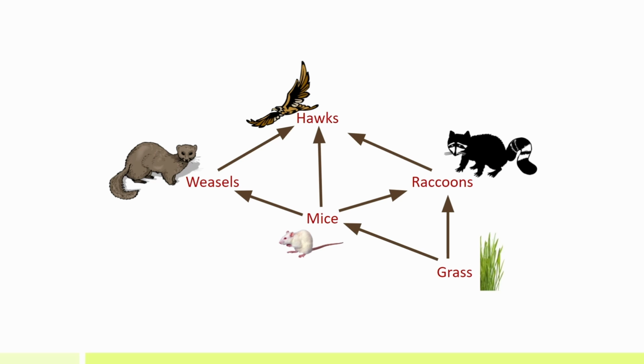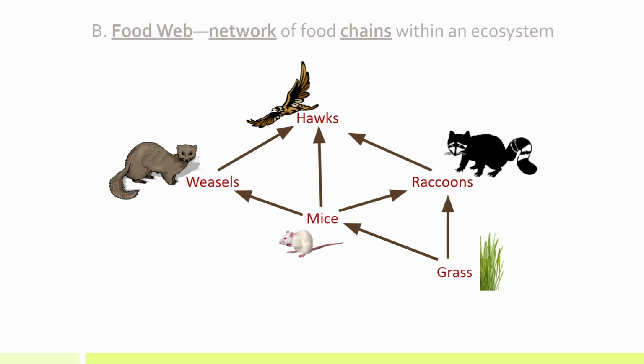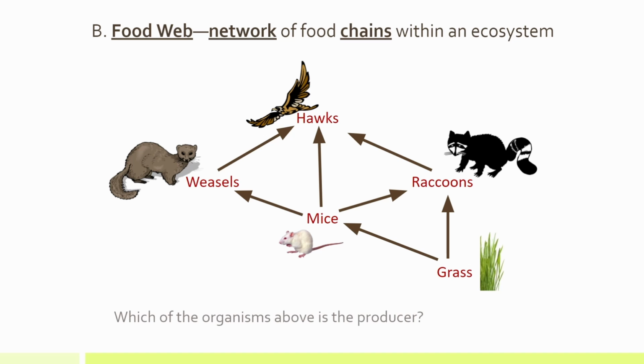So here we're looking at a food web, and notice the arrows are going multiple places. For example, a mouse is going to be eaten or could be eaten by a weasel, a hawk, or a raccoon. Raccoons also would eat grass, and mice eat grass. So we have a lot more interrelatedness here with a food web than we saw with a food chain. So a food web is a network of multiple food chains within an ecosystem.